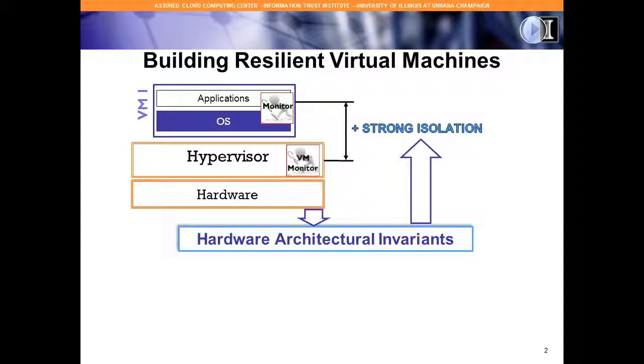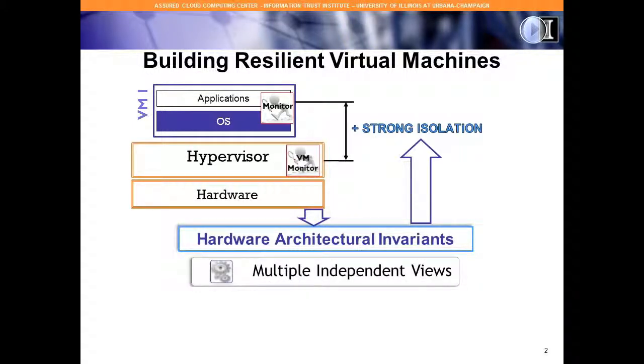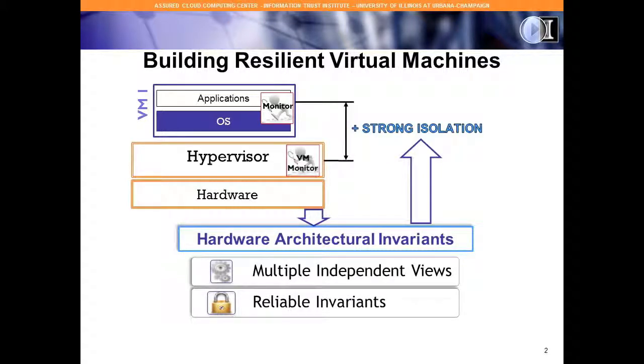There are three principles in our design. The first one is that monitoring should contain multiple independent views of the target system, so that an attack is unlikely to corrupt all the views at the same time. The second principle is that the views need to be created using reliable invariants. In this case, hardware invariants are reliable because users in virtual machines cannot directly access physical hardware.